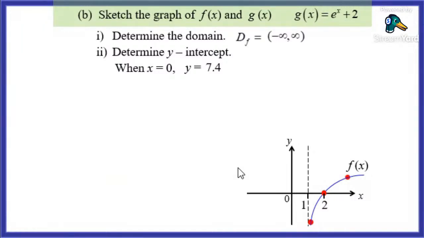E to the power of 0. What is this 7.4? Where is this 7.4 from? Oh dear. E to the power of 0. E to the power of 0 is 1. It should be 3 here. Right? E to the power of 0 plus 2. E to the power of 0 is equal to 1. So it should be 3.